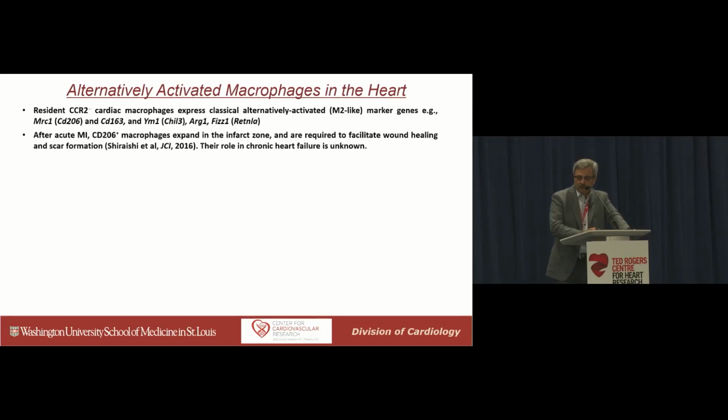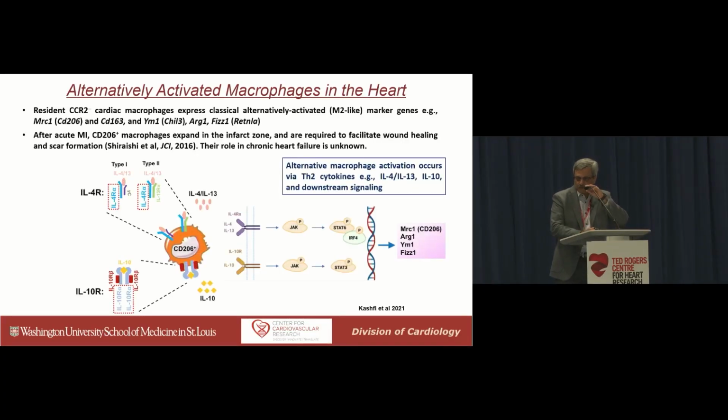And we wanted to examine whether alternative activation of macrophages plays a role in the tissue remodeling that we saw in the first slide. So alternative macrophage activation occurs via Th2 cytokines, such as IL-4, IL-13, and IL-10, and downstream signaling that activates and transcribes genes classically associated with M2 macrophages in vitro.